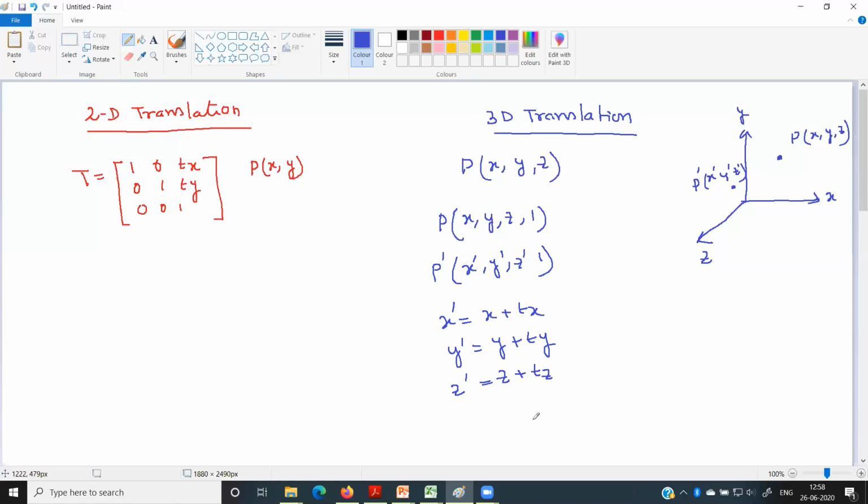So how can we perform this addition in terms of matrix multiplication? We can define a translation matrix T in this way, where this will be 1 0 0, this is X, this is Y, this is Z, and the weight factor 0. Again, this is 0 1 0, sorry, this will not be 0, it will be Tx, because I have to add Tx units, so it will be Tx.